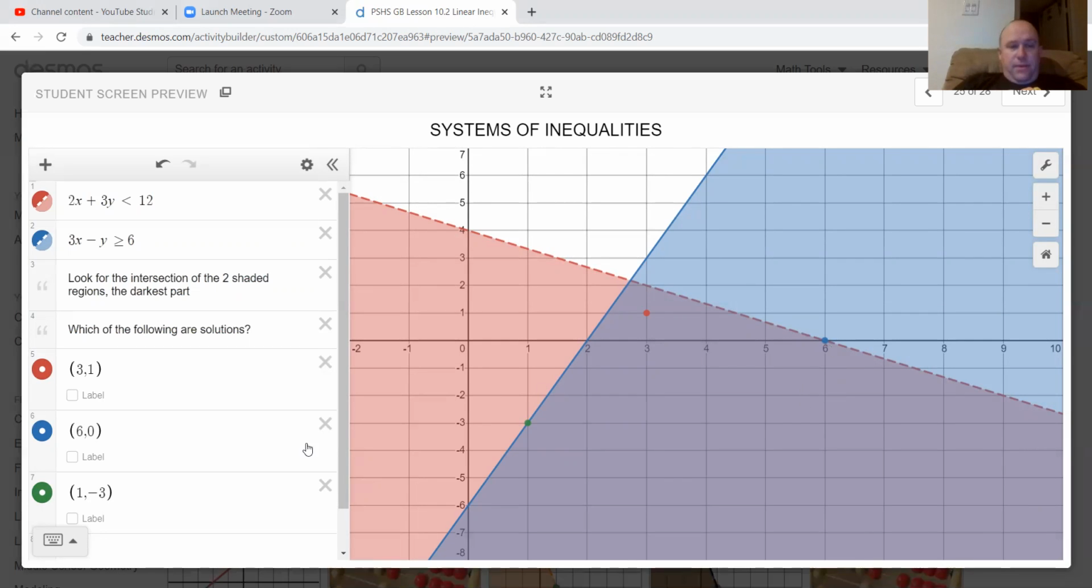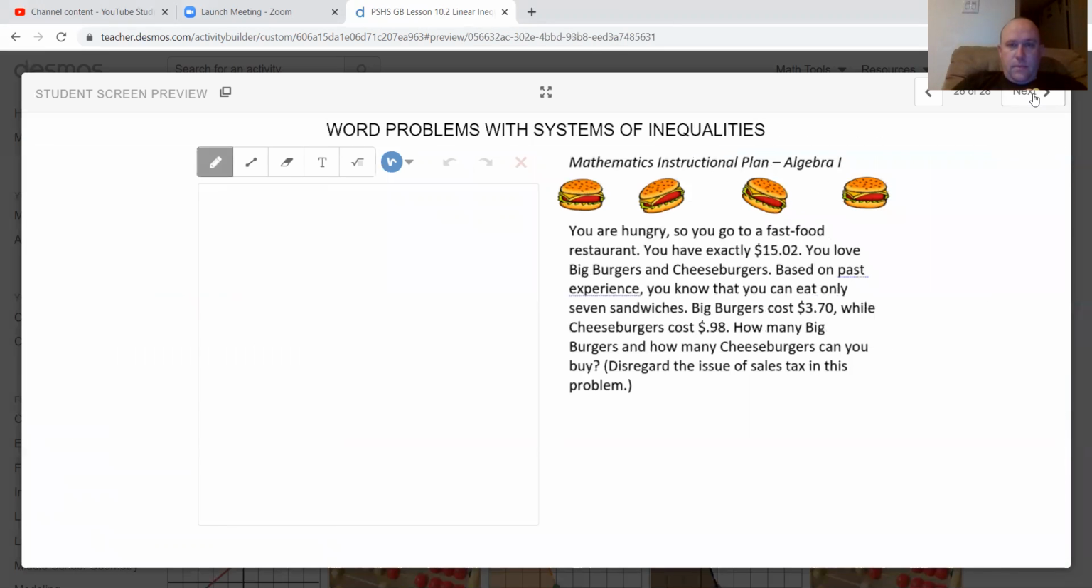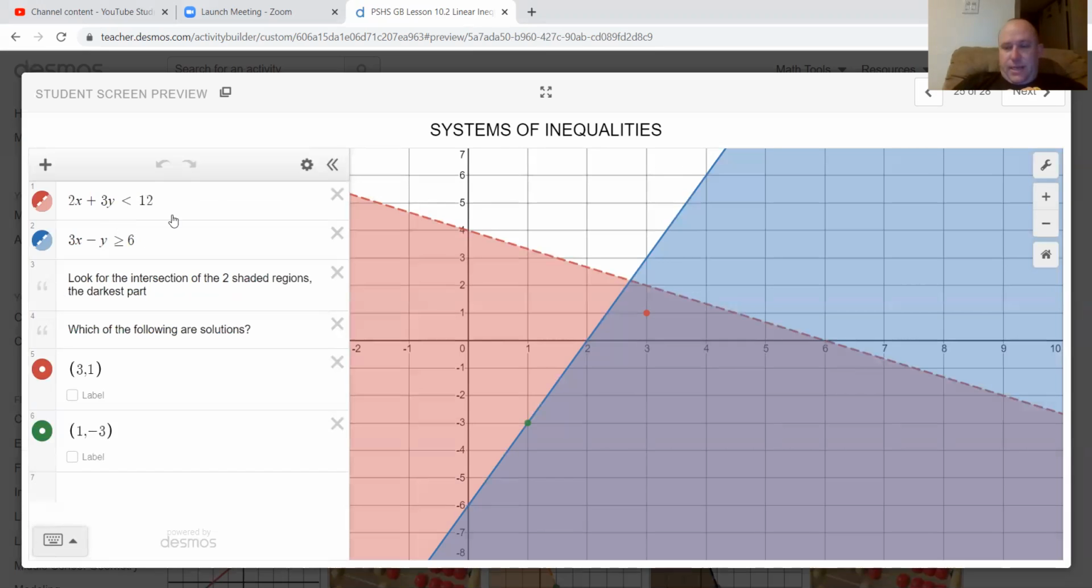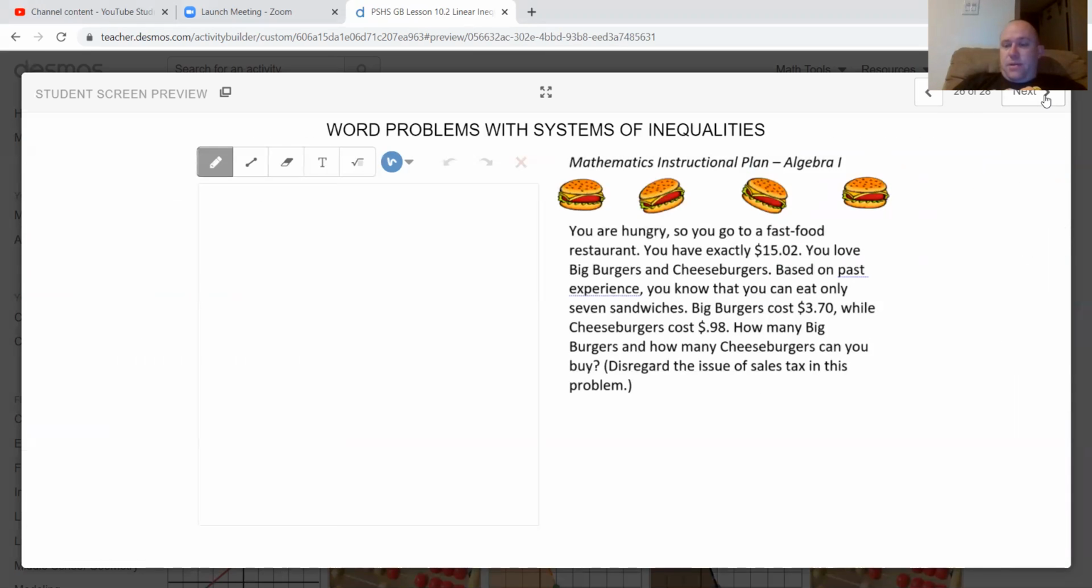6, 0 is on the line of the darkest shaded region. But remember, we don't include the dotted line. So that would be a no. And 1, negative 3, which is down here, is on the solid line of the shaded region. As it's a solid line, we would include that answer. Now, you can have different equations, you can type them in, etc., and you will obviously be given different points as well. But basically, you're going to be using Desmos.